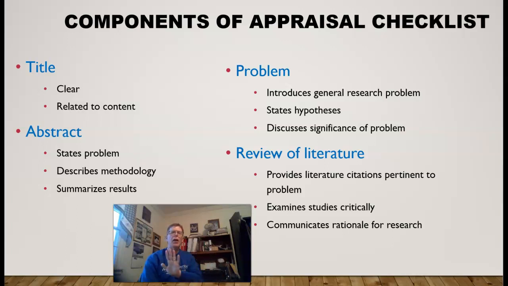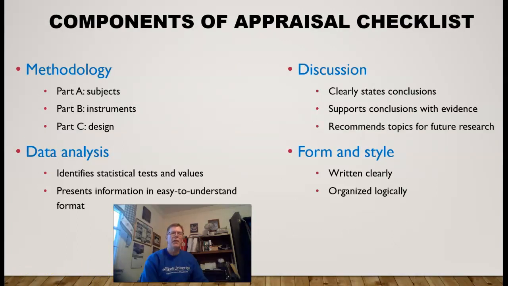Title, abstract. No, you're not doing an abstract as per our guidelines. I'm including it here because this is a reference. Problem, review of literature, and how that flows within this. Methodology, data analysis, discussion, form and style. Bigger labels, bigger tags, easy peasy. Much more succinct than even the screenshots I showed you in terms of the overall components you're looking at.